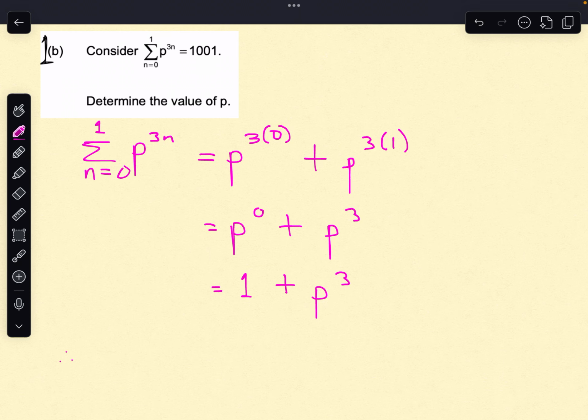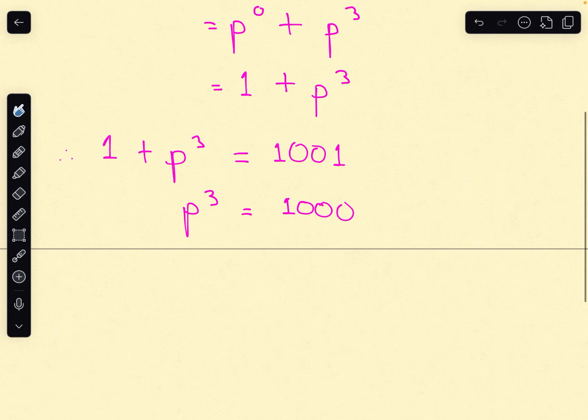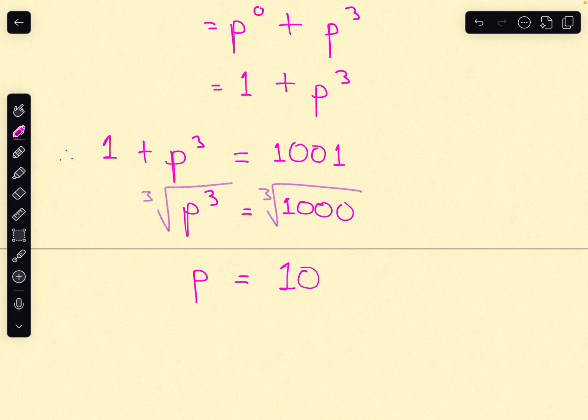So that means that 1 plus p cubed is equal to 1001, meaning that p cubed must be 1000. Right, and then from there, that's an easy enough equation to solve. We're just going to take the cube root on both sides, and so p is equal to 10.